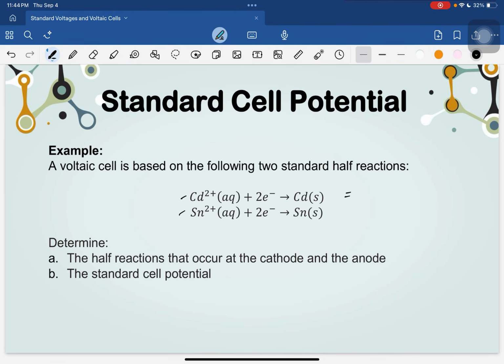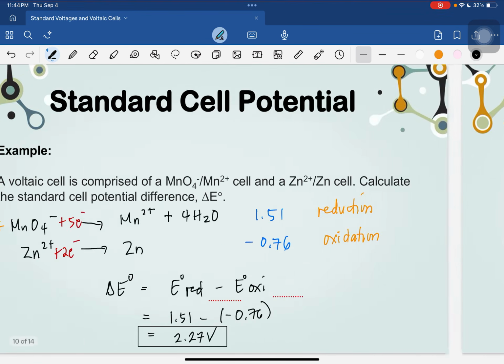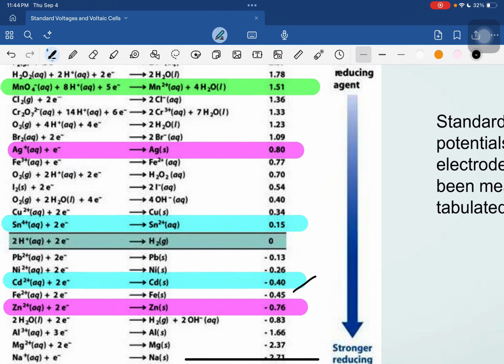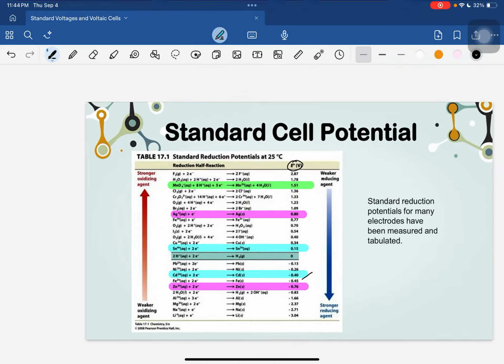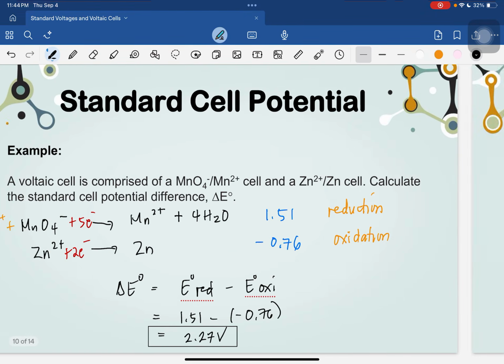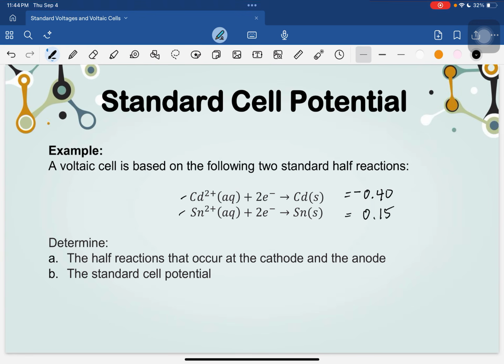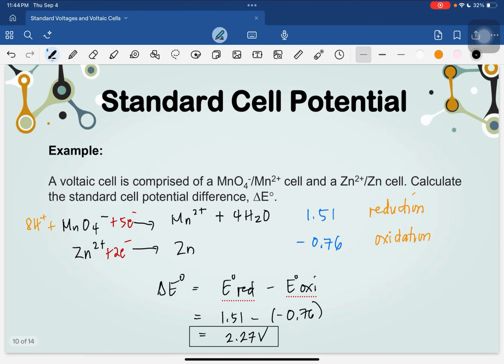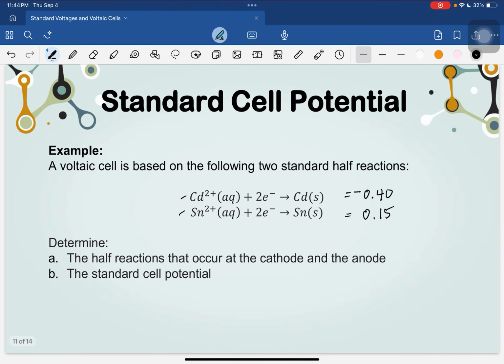So this is 0.40 and then 0.15. Let's verify that again. That's okay. It's negative 0.40. You have to make sure that you get the correct values. Again, the more negative it is, that will be our anode side, like in this case. So the negative will be the one on the oxidation side, and this is our reduction side.